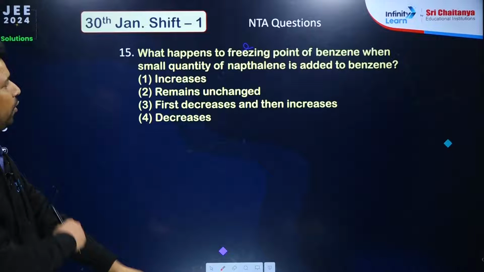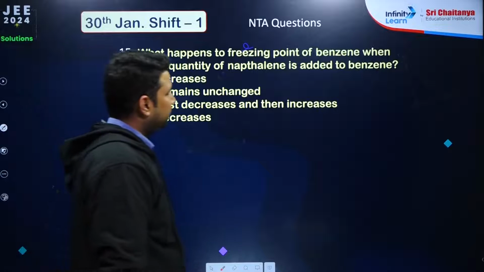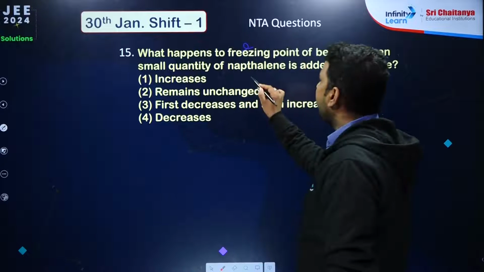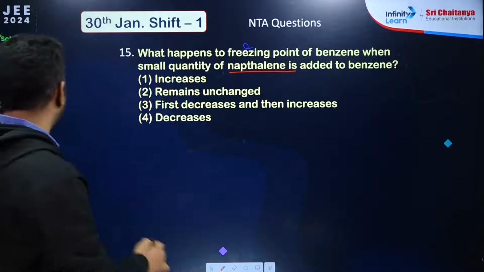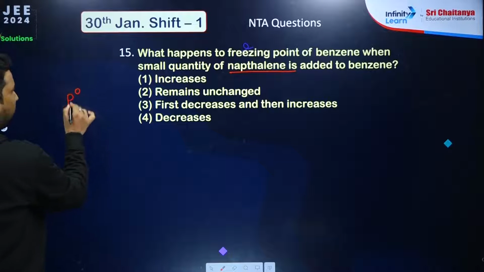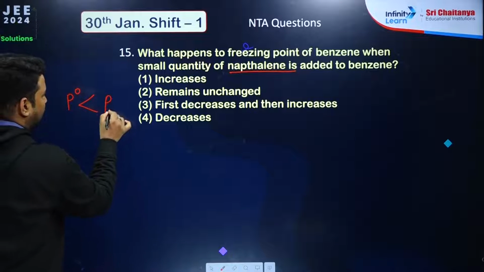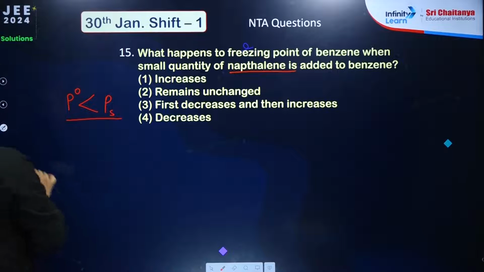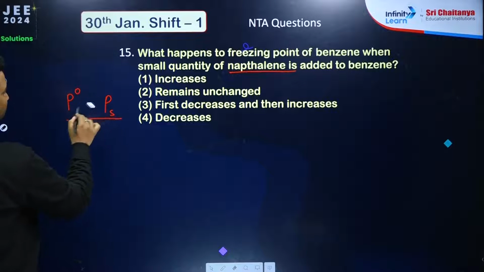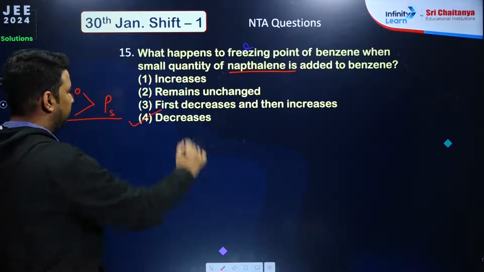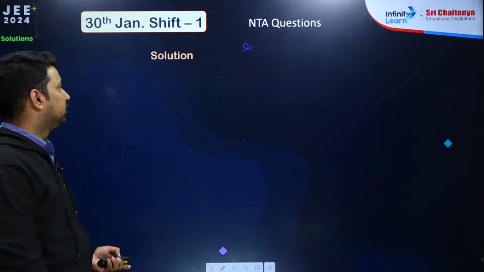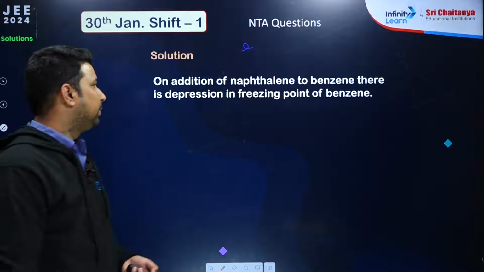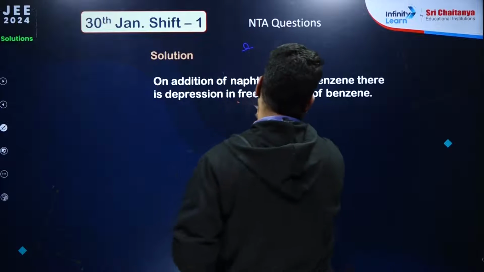Question number 15. What happens to the freezing point of benzene when a small quantity of naphthalene is added? When naphthalene is added, there will be a solution, and we know that the vapor pressure of the pure liquid is always greater than the vapor pressure of the solution. Sorry, symbolically I have written something wrong. Now P0 is always greater than Ps. So decrease will be your answer. Too easy a question based on basic concepts. So the answer is, on addition of naphthalene to benzene, there is depression in freezing point.